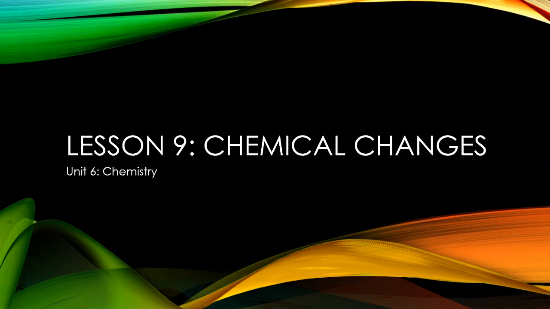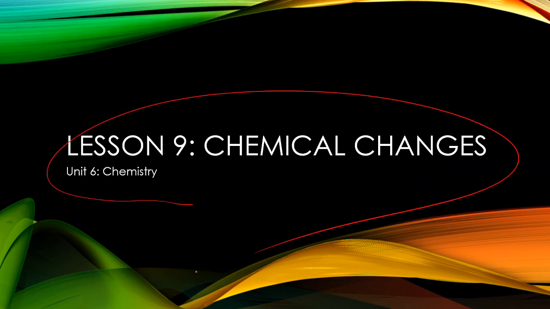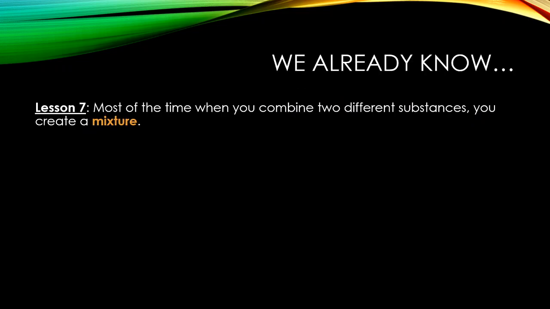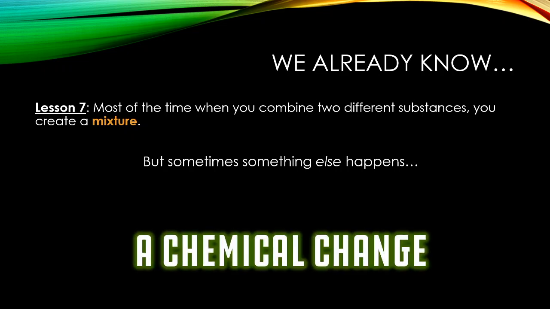All right, moving on from there, we actually have today's lesson, our new material, where we're talking about chemical changes. Now, we already know from lesson 7 that most of the time, when you combine 2 different substances, you create a mixture. And of course, we've talked about different mixtures, like solutions. But sometimes something else happens. Sometimes you create what is called a chemical change. And this is the fun part of chemistry. This is what I think you guys have been waiting to get to, because chemical changes do some crazy things.